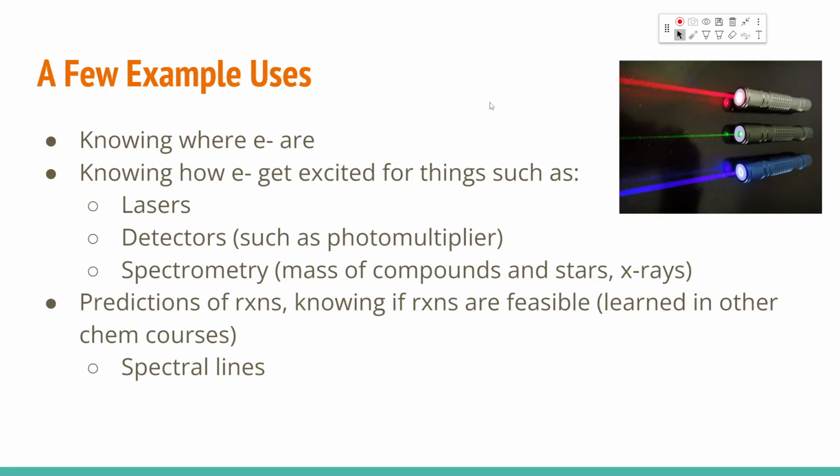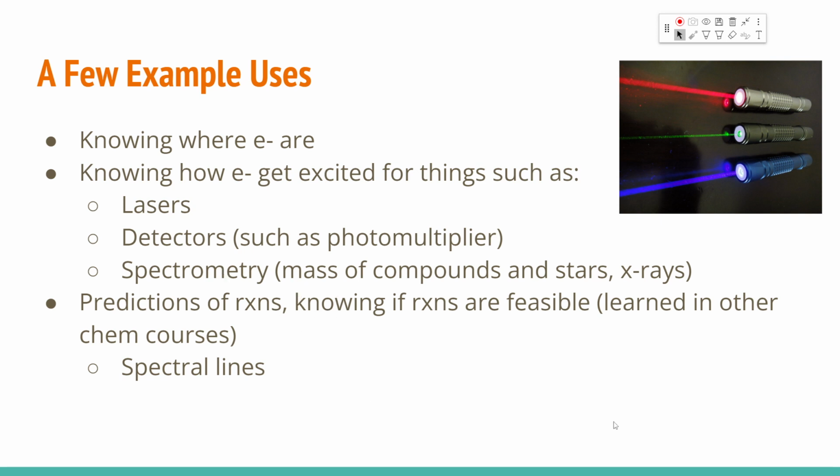Here's a few examples of why the heck should I learn this? I'm not going to hardcore go into why, because you don't need to know that for the AP Chem test. But again, it tells you where the electrons are, and if you know where the electrons are, you can excite them to other energy levels and other orbitals. And the reason you need to know which electrons are going to be excited to move them to other orbitals is because of functionality, like lasers, for example, or detectors, or spectrometry, or predicting reactions.